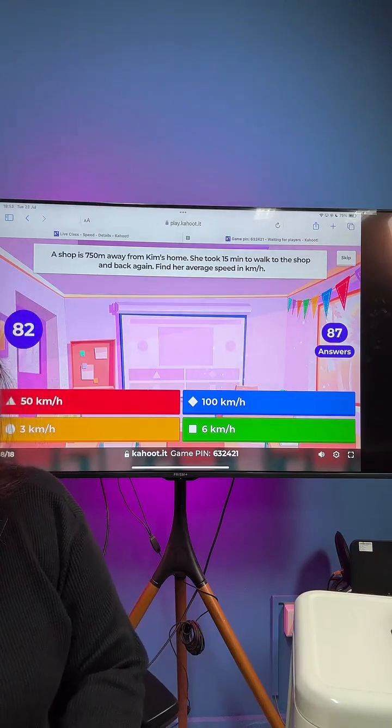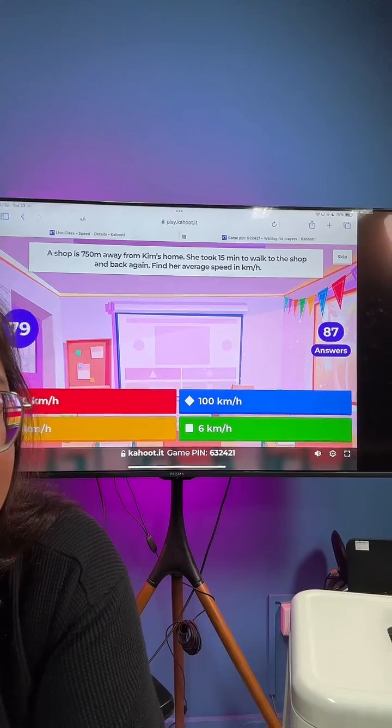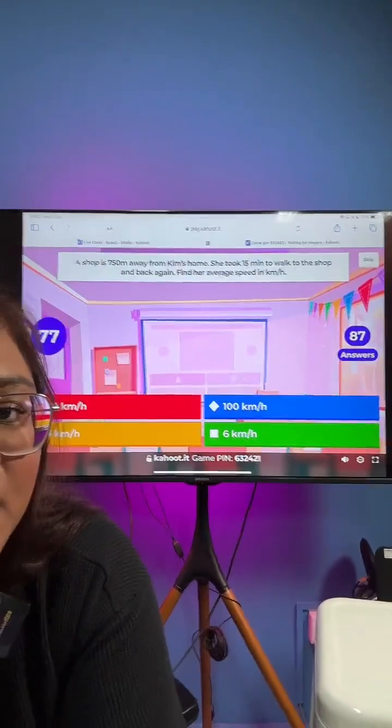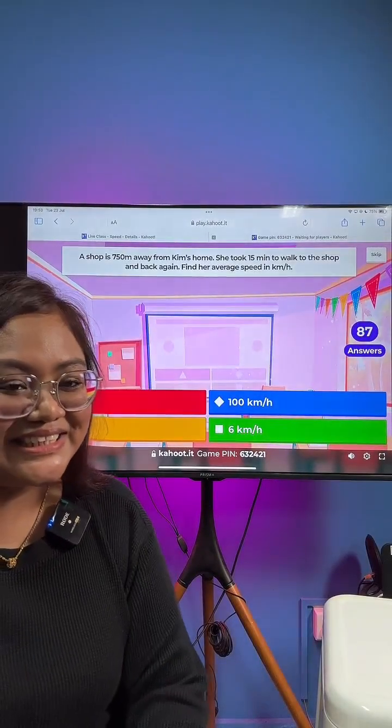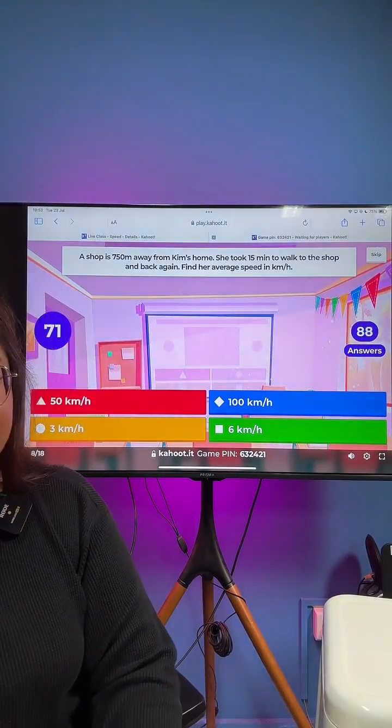Some of you are saying yellow, blue, red. Are you able to see the screen? Let me turn this around. There we go. Okay. We have about 70 seconds left.